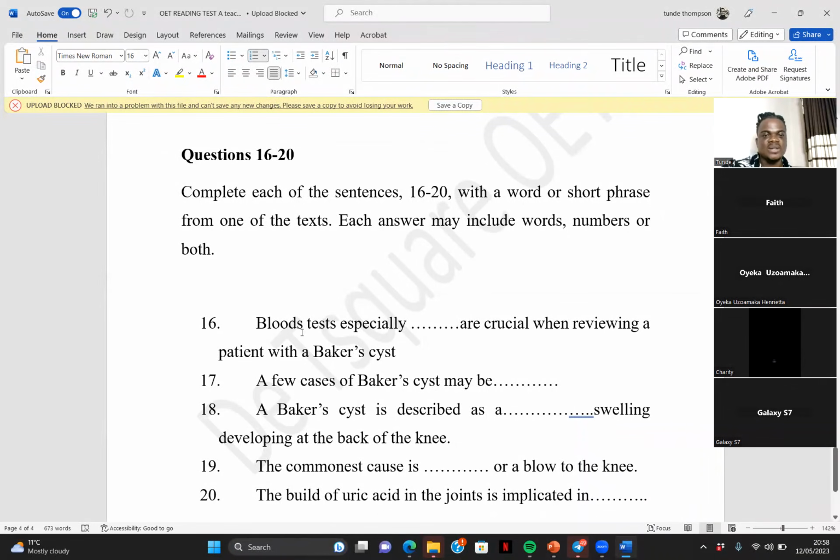Now, let's look at this question. Blood tests, especially DASH, are crucial when reviewing a patient with a Baker's cyst.